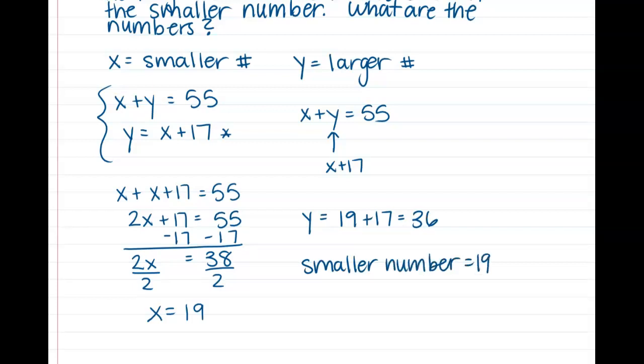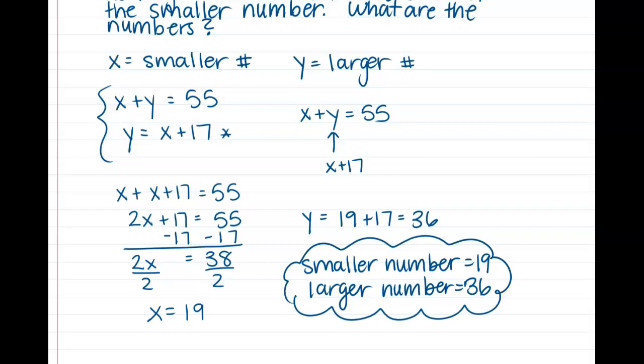So our smaller number is 19, and our larger number is 36. And just to kind of check, yes, 36 plus 19 is 55, and 36 is 17 more than 19.